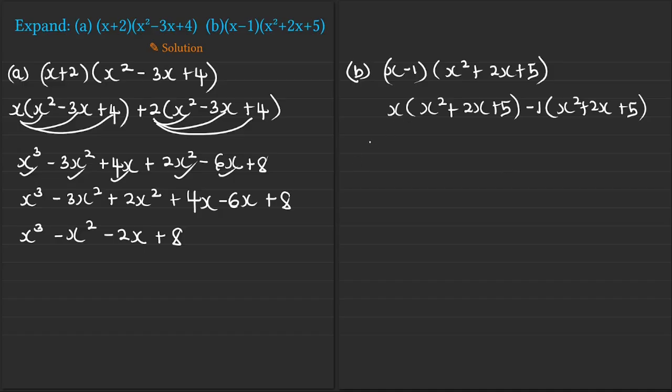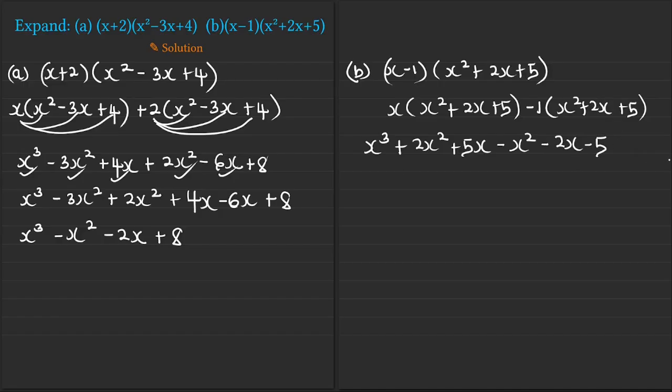x times x squared gives us an x cubed. Then x times 2x gives us a 2x squared. x times 5 gives us a 5x. Then we come to this one, which we have negative 1 times x squared gives us a negative x squared. Negative 1 times 2x gives us a negative 2x. And then negative 1 times 5 gives us a negative 5.